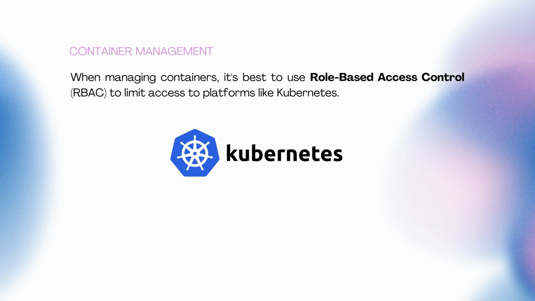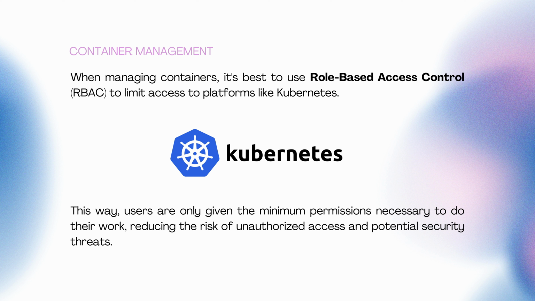When managing containers, it's best to use a role-based access model, better known as RBAC, to limit access to platforms, for example, something like Kubernetes. This way, users can only be given the minimum permissions necessary to accomplish their work, reducing the risk, once again, from unauthorized access and potential security threats.